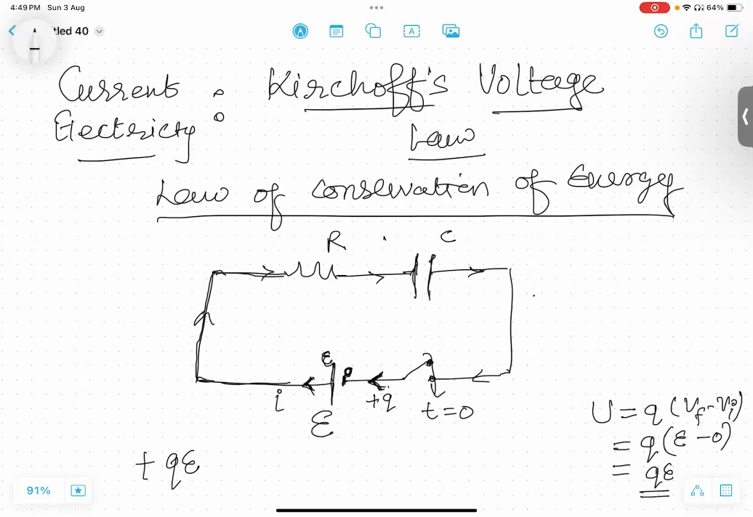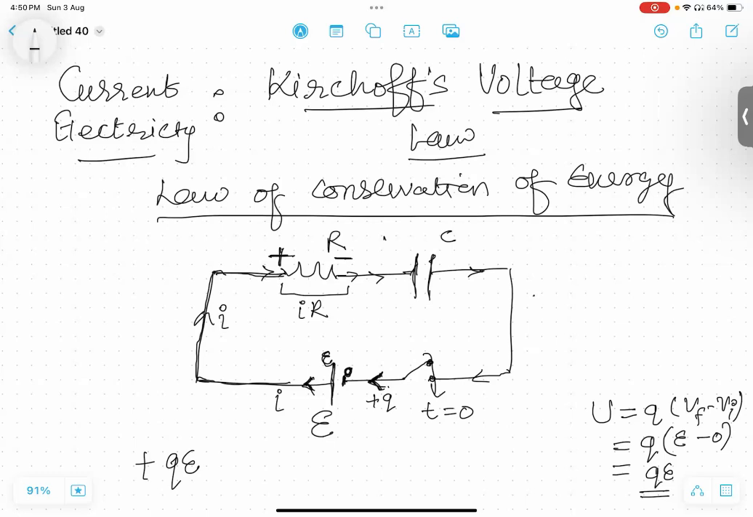Now, since the current is passing in the resistor from left to right, in any conductor the current will pass from positive to negative, that is, from high potential to low potential. What is the potential difference in the resistor? I will say it is IR by Ohm's law. I have assumed that the current I is passing through the resistor. So what will be the potential difference? IR. Which will be the higher potential? This one. This is the lower potential.